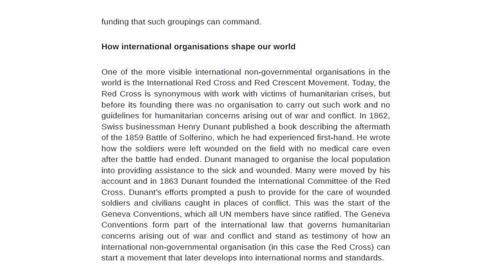Dunant's efforts prompted a push to provide for the care of wounded soldiers and civilians caught in places of conflict. Conflict is another word for war. This was the start of the Geneva Convention, which all UN members have since ratified, or made legal. The Geneva Conventions form part of the international law that governs humanitarian concerns arising, or coming out of, war and conflict, and stand as a testimony of how an international non-governmental organization, in this case the Red Cross, can start a movement that later develops into international norms and standards, you know, of life.